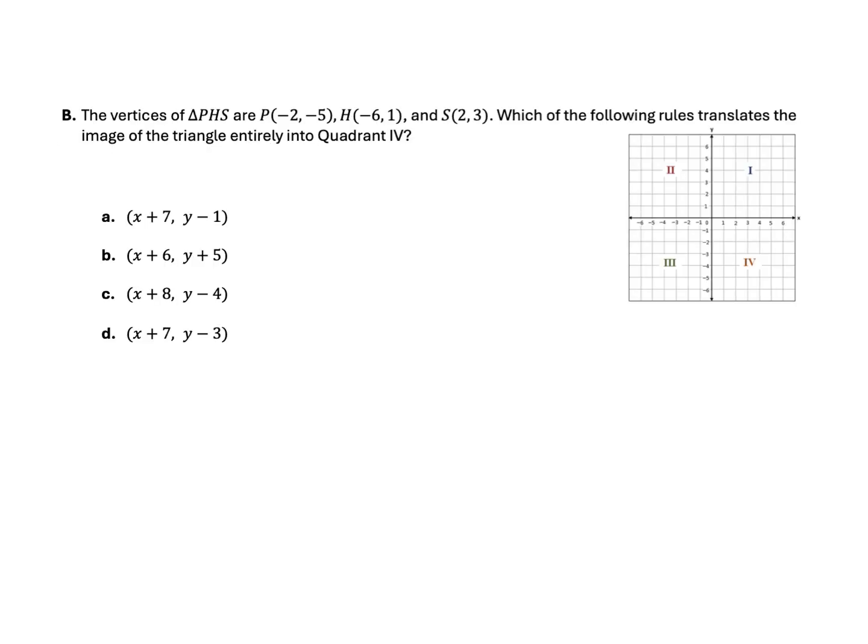For this next question, we're given the vertices of triangle PHS, and we want to figure out which of the following rules translates the image of the triangle entirely into quadrant 4. I listed the quadrants over here. This is something you've learned in your algebra course.